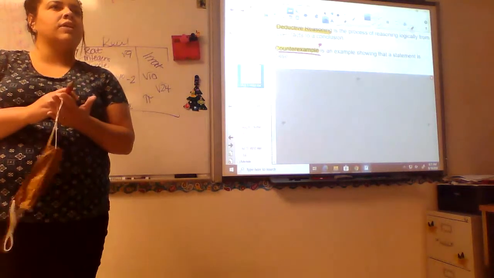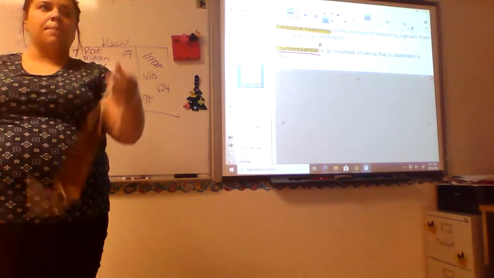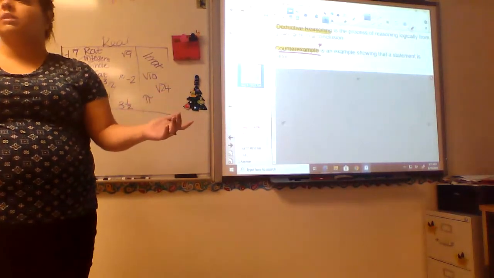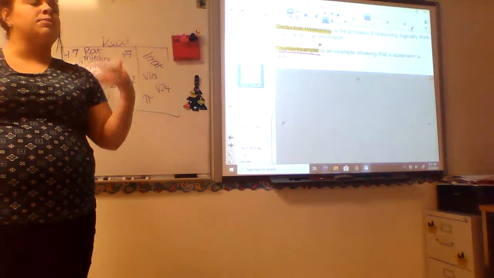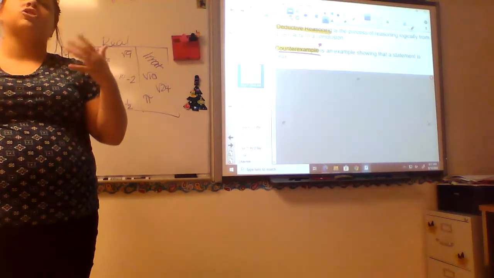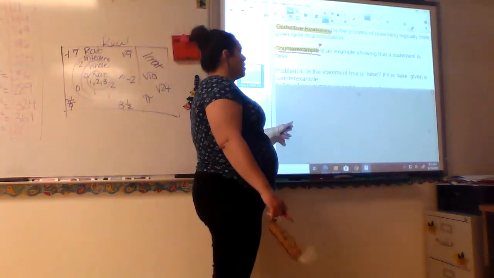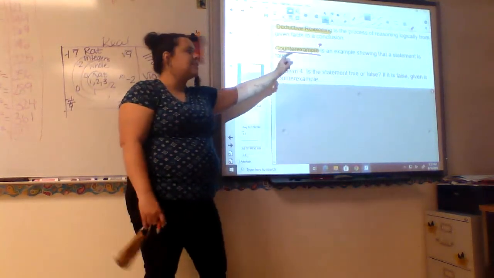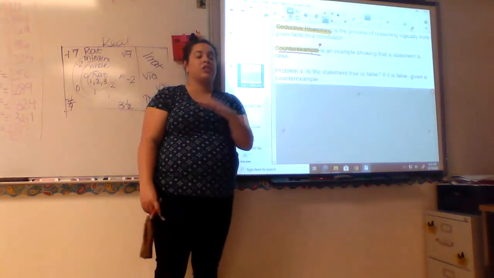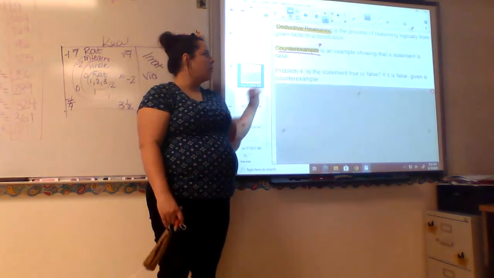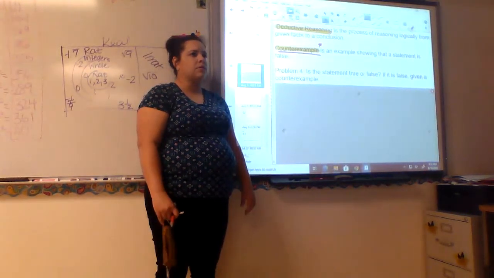Okay, so a counterexample is an example showing that something is false. Now, if something is true, you don't need to give any examples. But if something is false, you have to give an example showing that it's false. And we're going to do that with math. So the directions say, is the statement true or false? If it's true, you write true and you stop there. If it's false, give a counterexample.